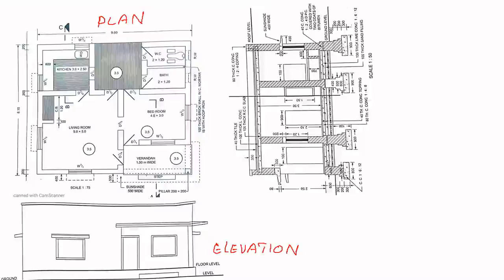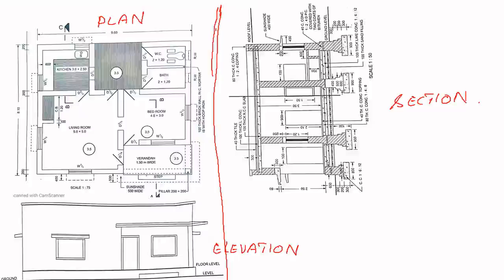And this is your section. Now, see these three you have to draw in a single page. That is, you can divide your note into two halves. You can have the left page and right page. In the left page, you can have the plan and elevation, and the right page you draw the section.